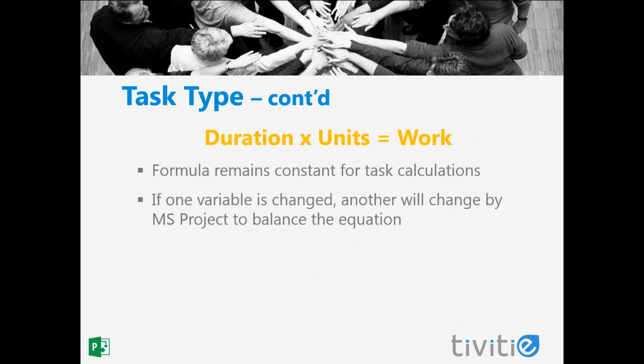There's a formula that includes these three values that Microsoft Project will hold constant for task calculations, and that's duration times units equals work. If one of these variables is changed, then Microsoft Project has to recalculate another in order to keep the equation balanced.